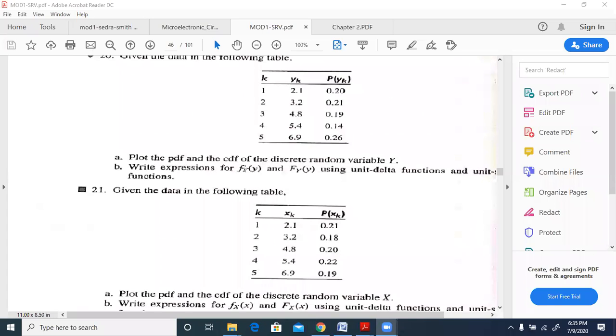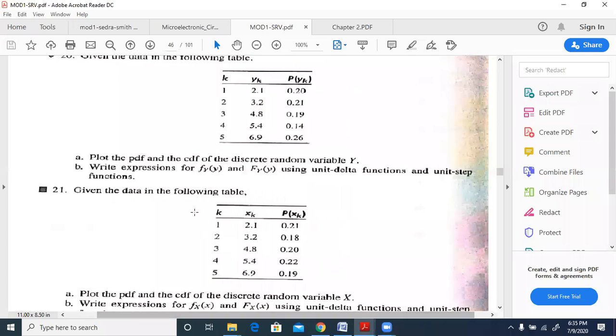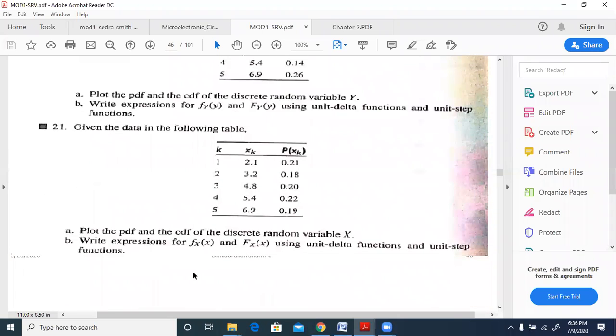Write expressions for fyy and Fyy using the unit delta functions and the unit step functions. So you can try to write this and solve. Similarly here, given the data in the table corresponding to this, you can try to write the PDF and the CDF for the variable x. This is for the variable y, and this is for the variable x. Again, write expressions for fxx, this is PDF and this is CDF. That again becomes the exercise.